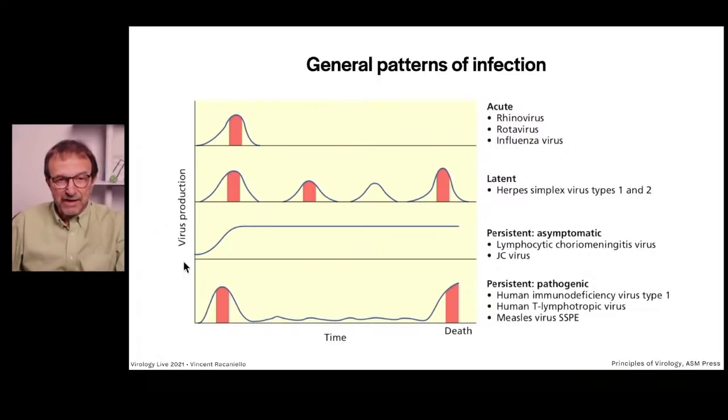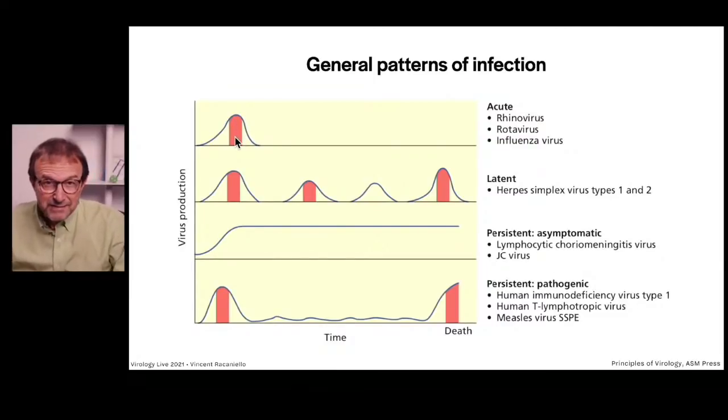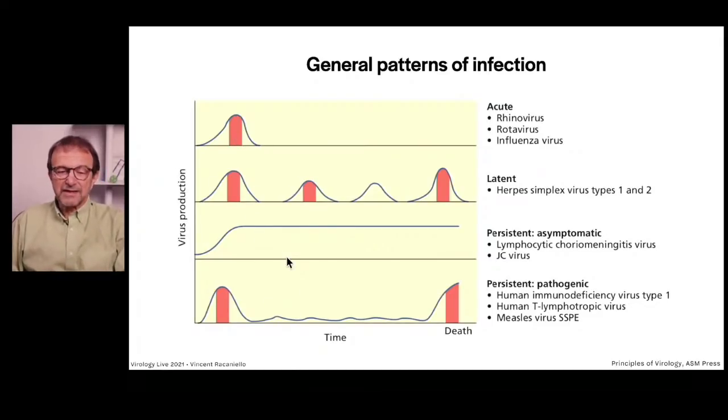We're looking again at virus production on the y-axis and time on the x-axis, with the blue line indicating virus production and the red bars periods of disease. And so an acute infection, rapid and self-limiting, peak of virus production may or may not be accompanied by disease. And below them are different kinds of persistent infections. And all of these are persistent infections. They have different names, but I don't think that really matters.